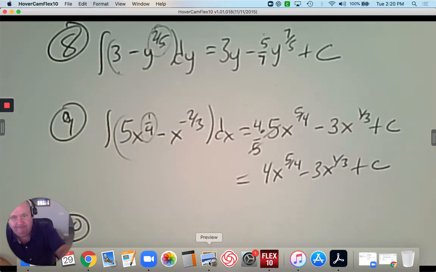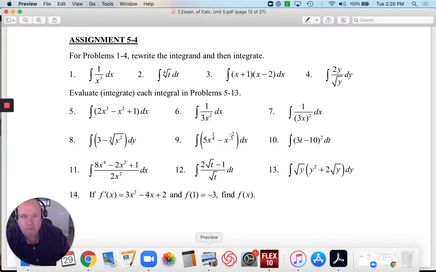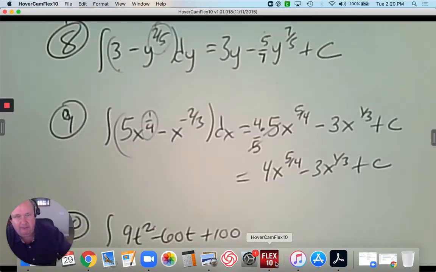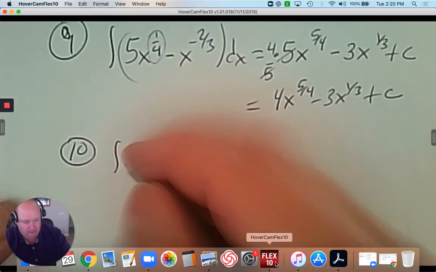10. Here's one that we could FOIL. So 3t minus 10 times 3t minus 10. So FOIL it out, and you get 9t squared. Multiply the two terms together. That's negative 30, and double it. And then 10 squared. That's 100. So it's good to have a quick way to be able to FOIL a binomial squared. There it is, right there.